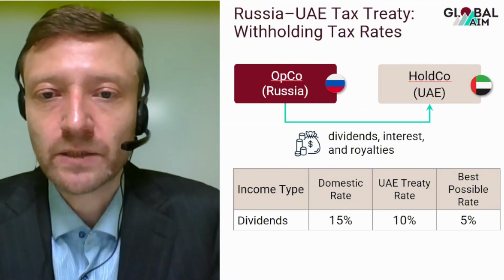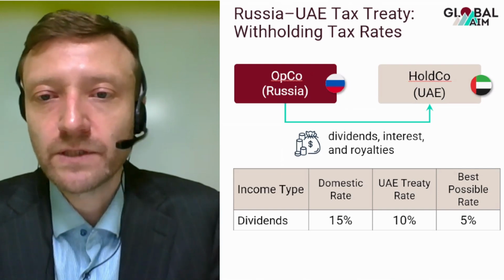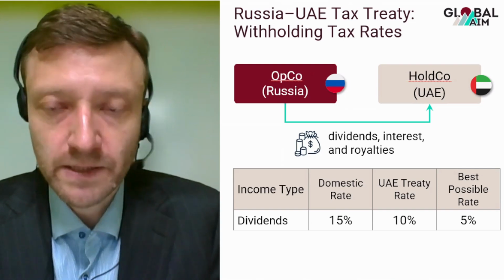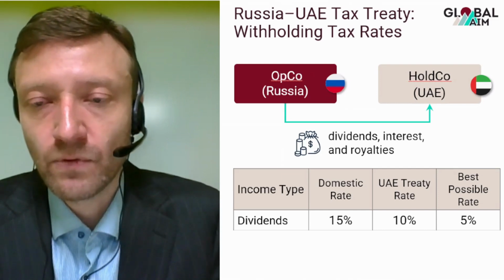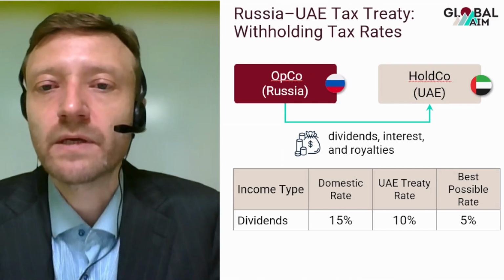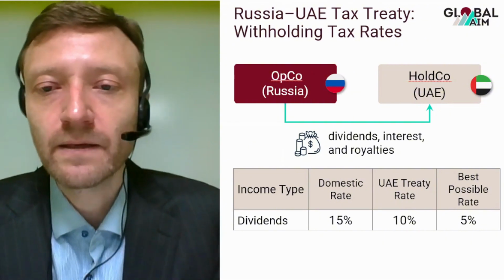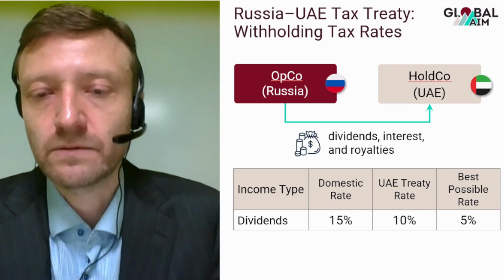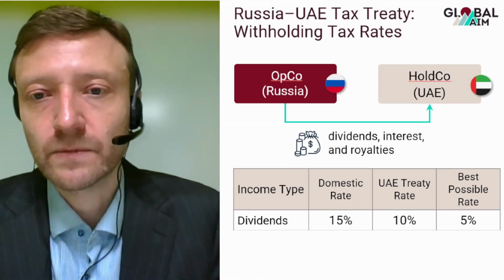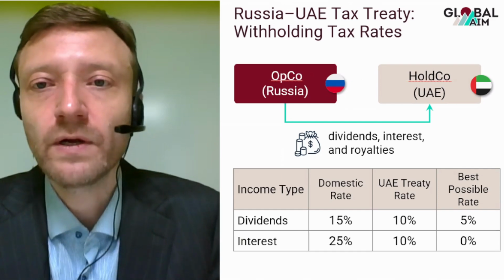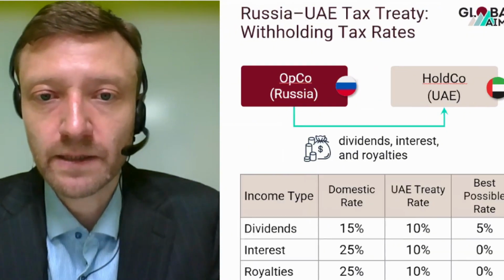So first of all, dividends. The domestic rate is 15%. The treaty envisages a 10% withholding tax rate. It's not the best rate. Some double tax treaties that Russia has with other countries provide for a 5% withholding tax rate. So the UAE treaty is not the best one, but it's a modest reduction, and obviously the reduced withholding tax rate is beneficial for companies that pay dividends from Russia to the United Arab Emirates. Next, interest and royalties.